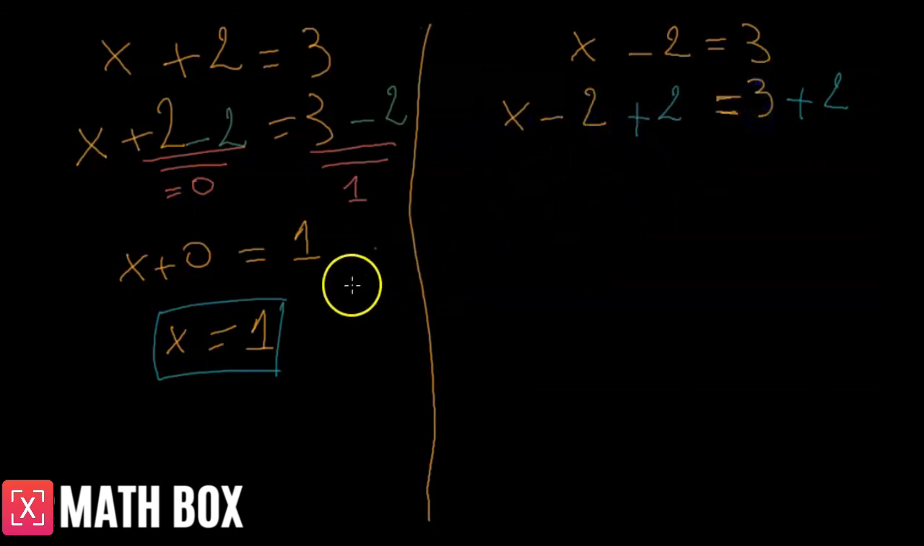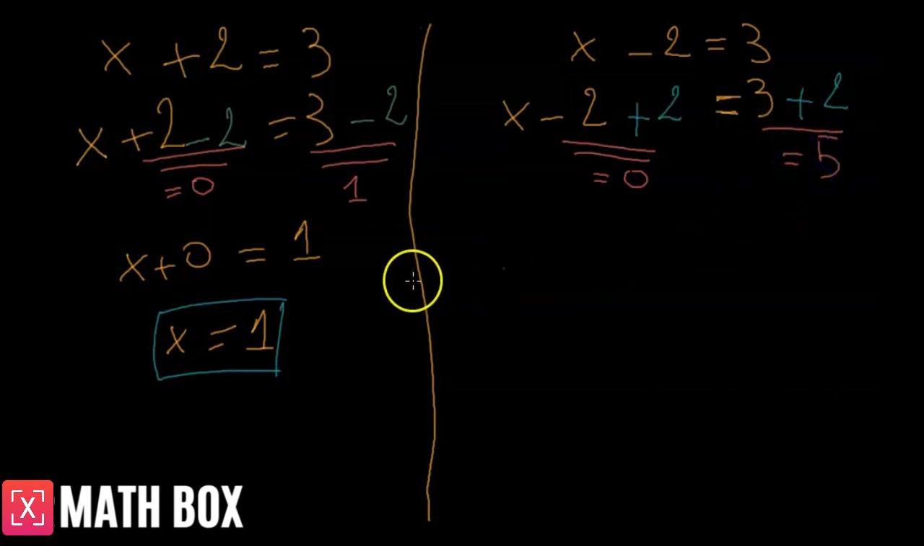I do the calculation. What is the calculation? It gives me minus 2 plus 2 is equal to 0, and 3 plus 2 is equal to 5. And now I am left only with x equal to 5. And that's the solution.